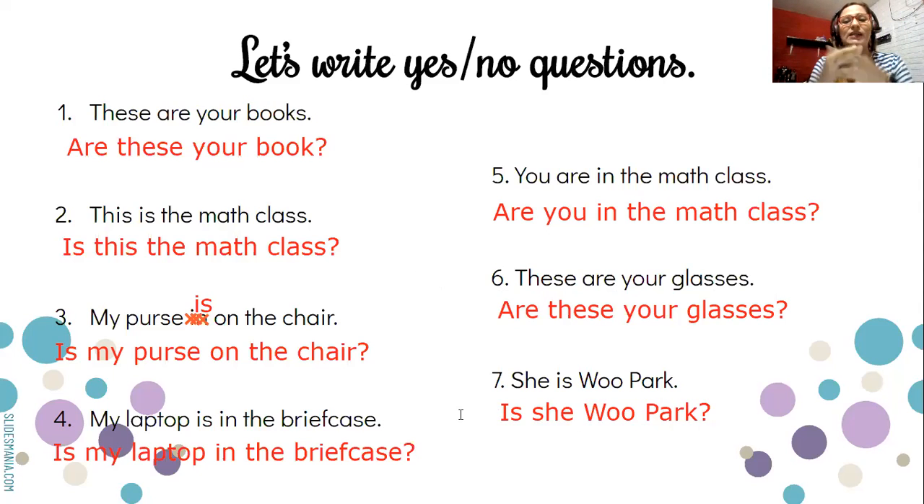Siempre el verbo to be va al inicio. As you can see, are these your books? Is this the math class? Is my purse on the chair? Is my laptop in the briefcase? En el video ustedes ven claramente cuando van escribiendo como la fórmula, right? Verb to be plus subject plus complement. Siempre va a ser así.